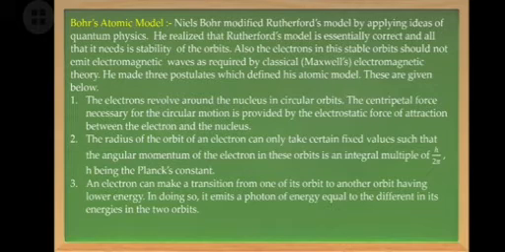First postulate: the necessary centripetal force is provided by electrostatic force. Second postulate: electrons revolve only in those orbits whose angular momentum is an integral multiple of h upon 2 pi. And third postulate: an electron emits energy only when it jumps from a higher energy level to a lower energy level, and the difference between the two energy levels is equal to the energy emitted by the electron.